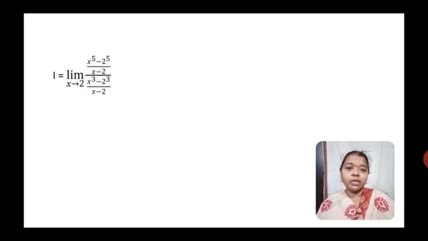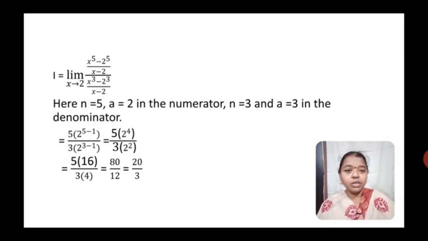So when I do that, I get limit x tends to 2, (x raised to 5 minus 2 raised to 5) divided by (x minus 2), the whole thing divided by (x cube minus 2 cube) divided by (x minus 2). Now when I look into this, our numerator is also of the standard form, and the denominator is also of the standard form. So here in the numerator, n is equal to 5 and a is equal to 2. And in the denominator, n is equal to 3, a is equal to 2.